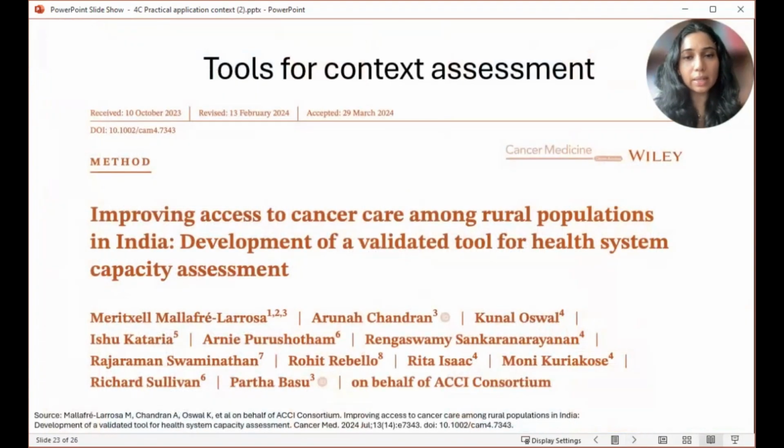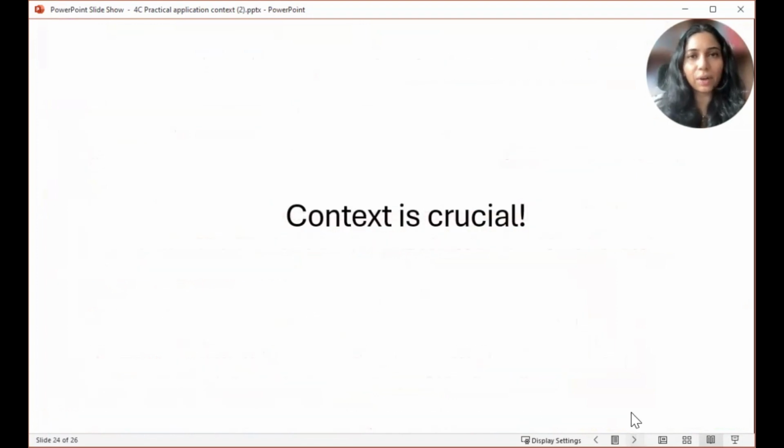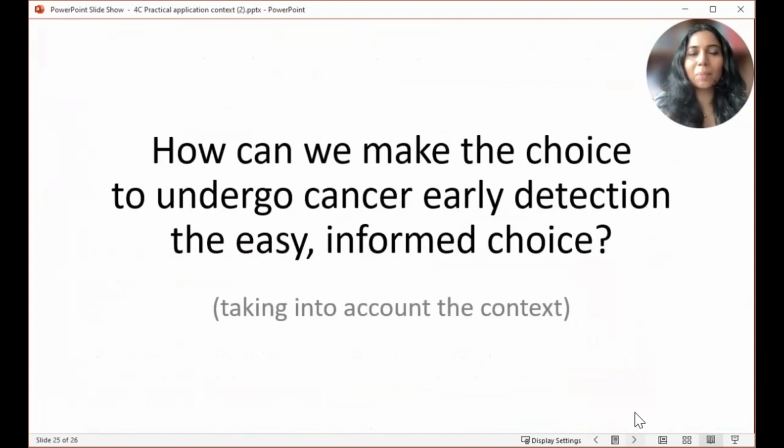Along the way, in the Access Cancer Care India project, we developed a validated tool for healthcare system assessment that is currently available for use in low and middle income countries. We did this very early in our project because we understood that context is the most crucial aspect of developing implementation strategies that will eventually work. The main question for us was, how can we make the choice to undergo cancer early detection the easy and informed choice, taking into account the context of each of our research sites?